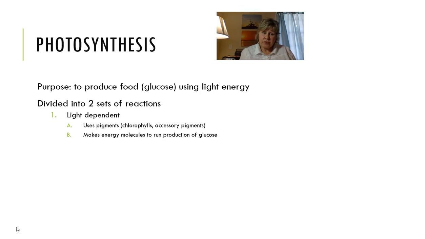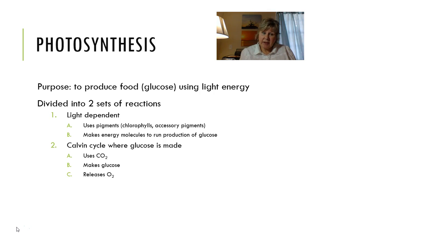Photosynthesis is divided into two sets of reactions. The first is called the light-dependent reactions, and that means that these reactions depend on sunlight being present. So what happens in the light-dependent reactions? Pigments are used to pick up that sunlight energy and produce energy molecules. So pigments such as the chlorophylls and the accessory pigments like the carotenoids, like carotene, are used to pick up sunlight energy and to make energy molecules. So the whole purpose of the light-dependent reactions is to make a whole bunch of energy molecules.